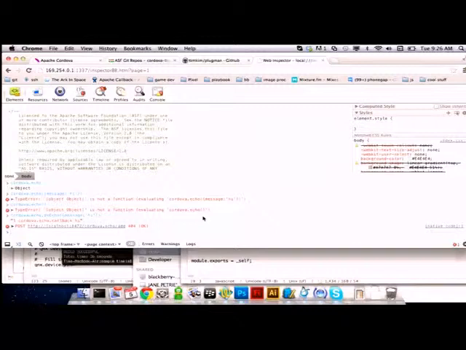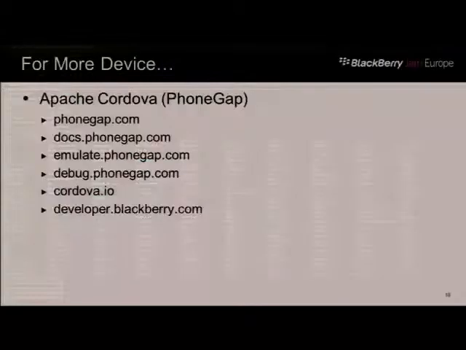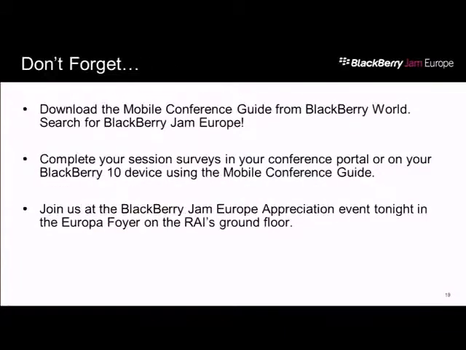All right, so I think that's pretty much it. Let's just go back to the slides. These are just some links for the Cordova project and where you can get all the documentation and download the zip file and all of that stuff over there.